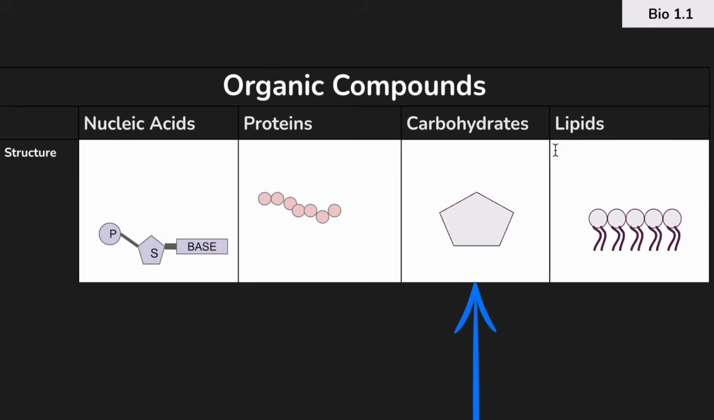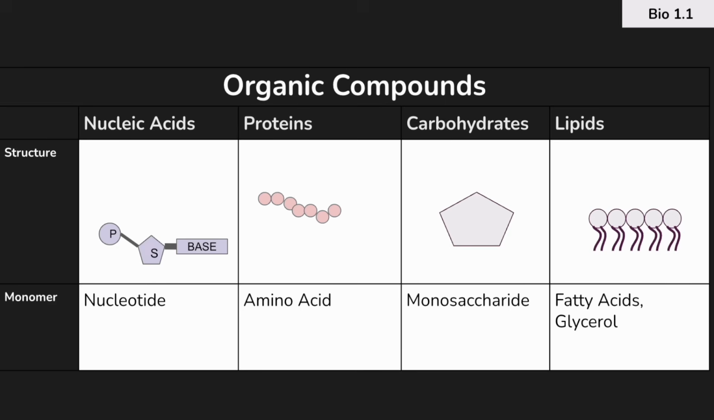Carbohydrates' main function is to provide energy, quick energy in the cell. We can also find carbohydrates in cell walls in certain organisms. And then, of course, lipids. Here we have an example of a phospholipid, which is going to be a major component of the cell membrane and surround all cells, but lipids are also used for long-term energy, and they can be signaling molecules as well.